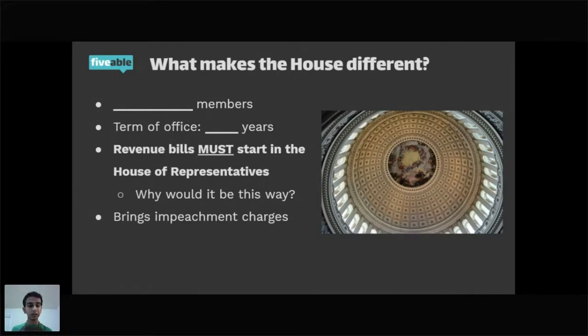Another thing, right, so from there, yes, it does go to the Senate. The revenue bills have to start in the House, but then all bills must be passed by the House and the Senate. So even though it has to start in the House, the Senate also has to approve it. Does that answer your question?